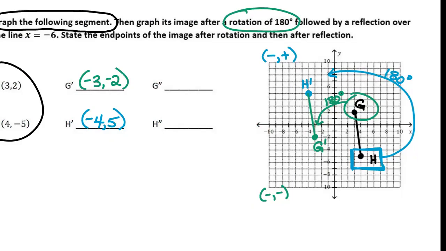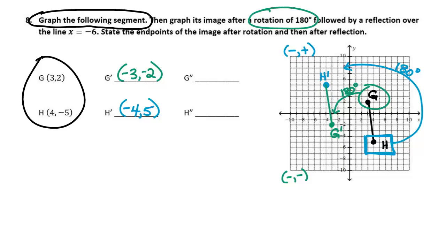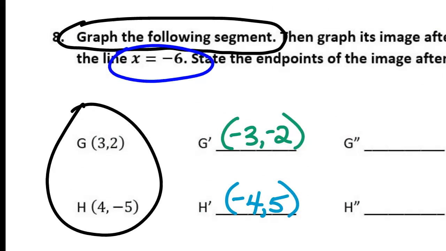Last thing they're asking me to do. Reflect. Reflect over what? Over X equals negative 6. What kind of a line is X equals negative 6? Vertical.